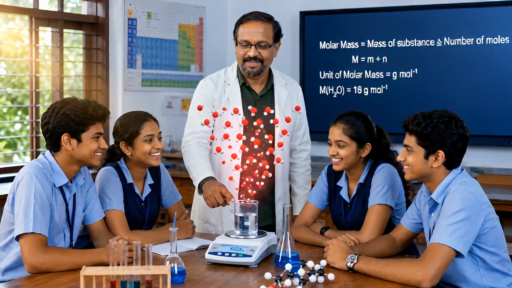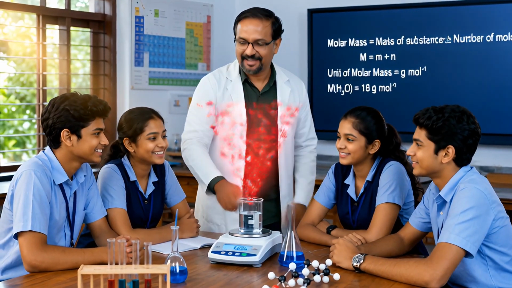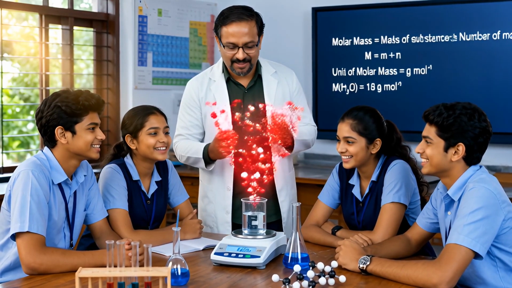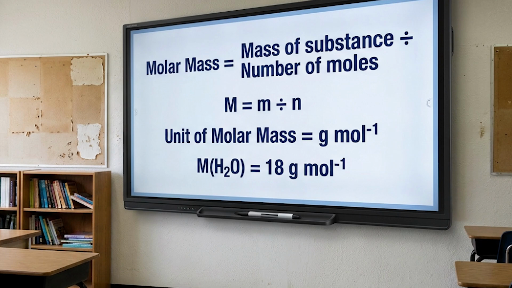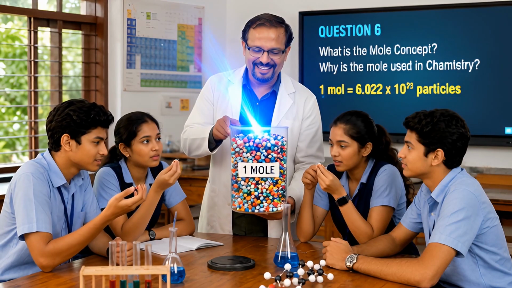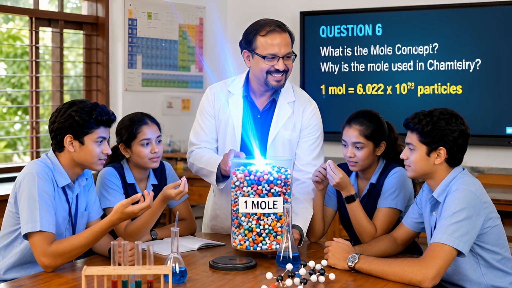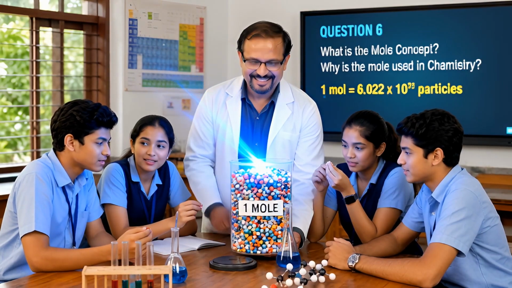What is its unit? Answer: the mass of 1 mole of a substance is called its molar mass. The unit of molar mass is gram per mole. For example, the molar mass of water is 18 grams per mole. Sixth question: what is the mole concept? Why is the mole used in chemistry?